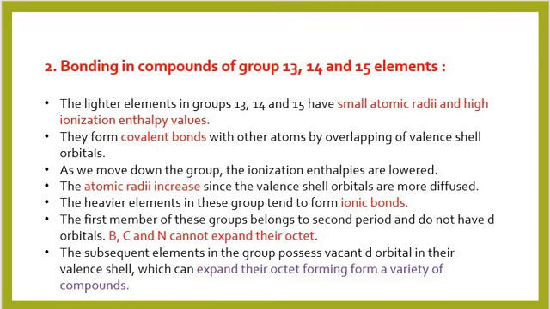The first members of these groups belong to the second period and do not have d orbitals, and these three elements are boron, carbon and nitrogen. Because of the absence of d orbitals, they cannot expand their octet, and the subsequent elements in the group possess vacant d orbitals in their valence shell, which can expand their octet to form a variety of compounds.